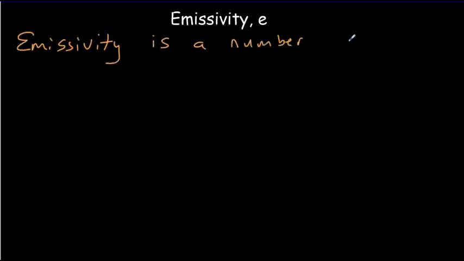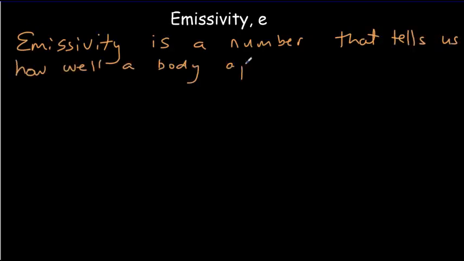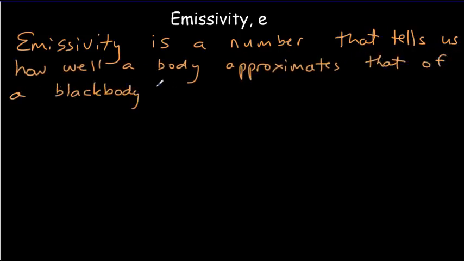We said that the idea of a black body was really an idealization. So we'd like a number that will kind of tell us, compared to a perfect black body, how much radiation our real body is going to emit. And that number is called the emissivity. So the emissivity is a number that tells us how well a body approximates that of a black body radiator. This number, the emissivity, is just going to be a number that lies between 0 and 1.